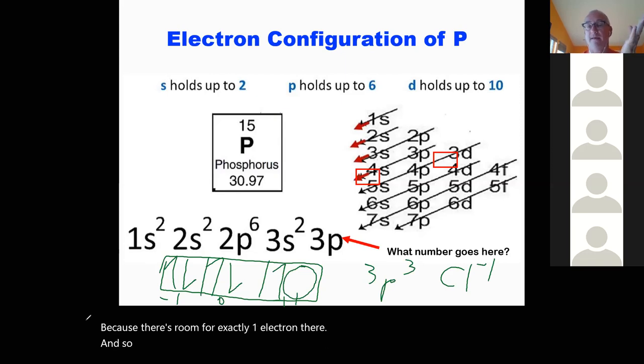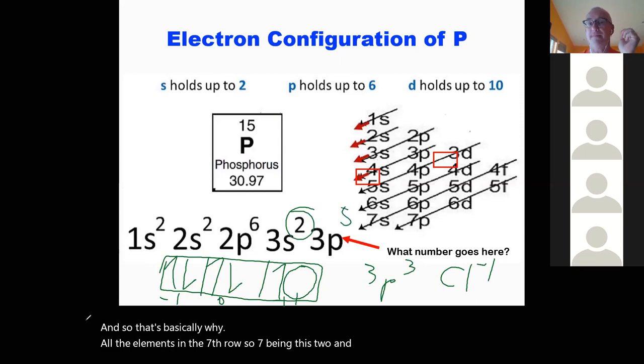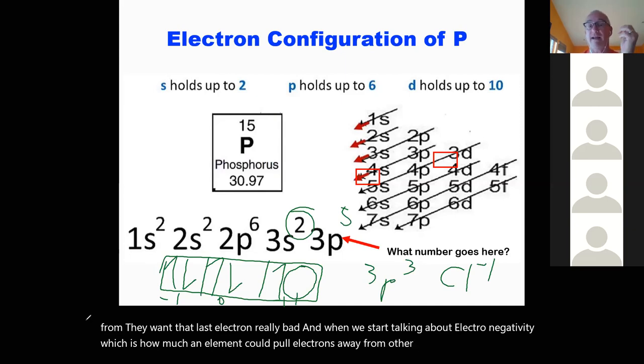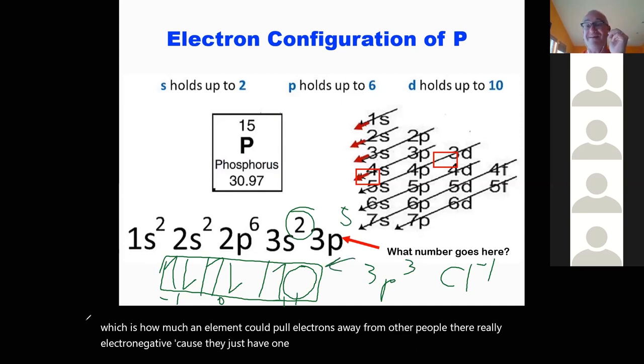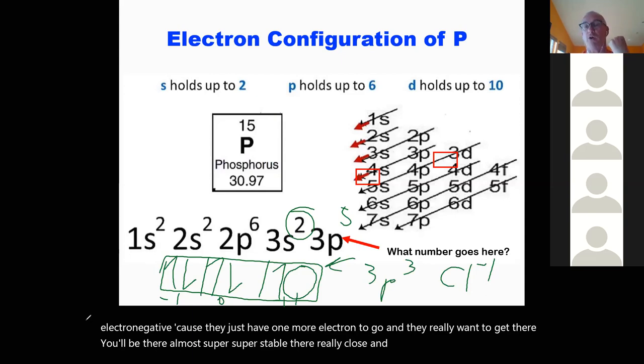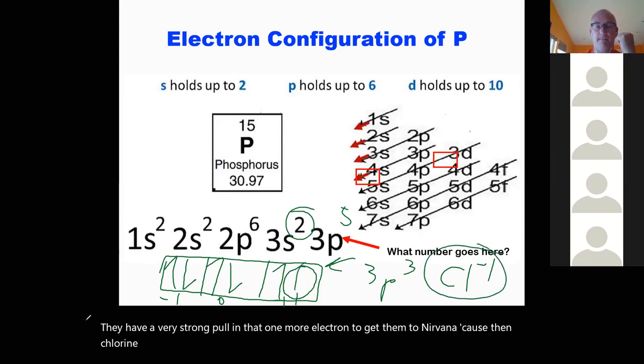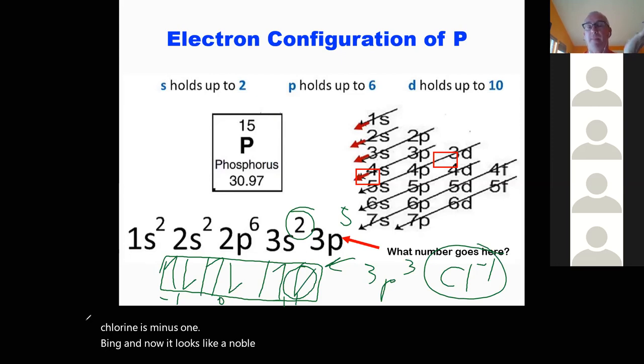And so that's basically why all the elements in the 7th column, so 7 being this 2 and that 5, that's where the 7 comes from, they want that last electron really bad. And when we start talking about electronegativity, which is how much an element can pull electrons away from other atoms, they're really electronegative. They just have 1 more electron to go, and they really want to get there. They're almost super, super stable. They're really close, and so they have a very strong pull on that 1 more electron to get them to nirvana. Because then chlorine is -1, bing, and now it looks like a noble gas. That's the same electron configuration as a noble gas, and they all want that.